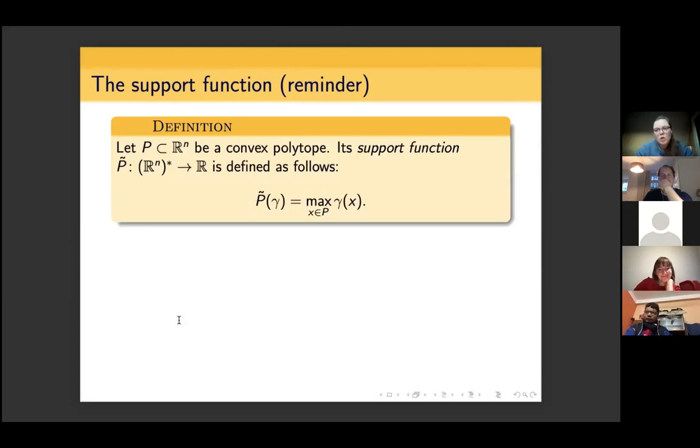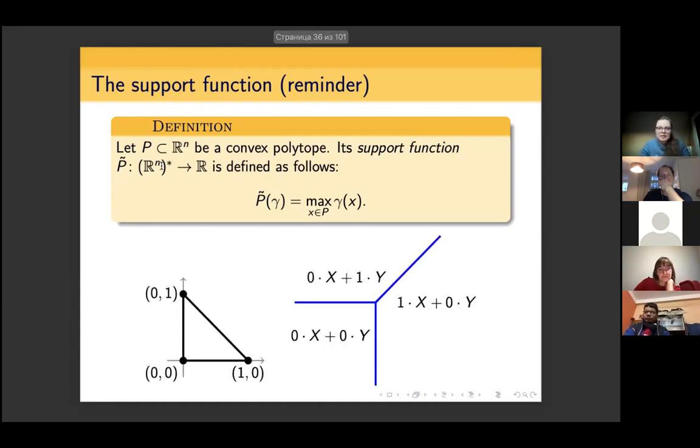If we want to compute some polytope, we can equivalently compute its support function. Let me remind what it is. So suppose in R^n we have some convex polytope. Then a support function would be a function that would take as input a covector lying in the space dual to the one that contains the polytope, and the output would be just the maximum that this covector, considered as a linear function on your polytope, would attain in this polytope.